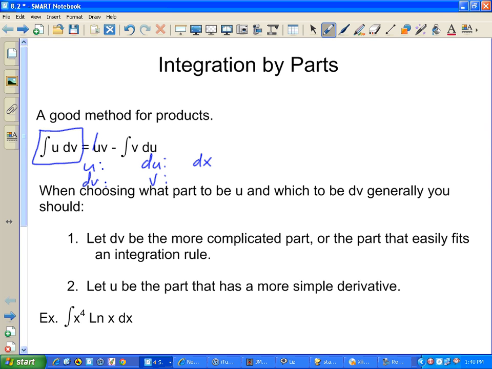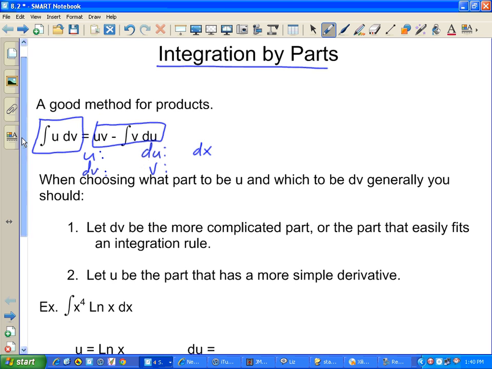And then you're going to fill in this part of the form. So you're going to take u times v and subtract the integral of v du. And then you're going to have to integrate that, which could be a u substitution. It could be one of your trigonometric inverses, or it could actually even be another integration by parts.